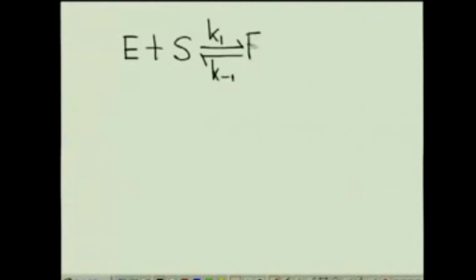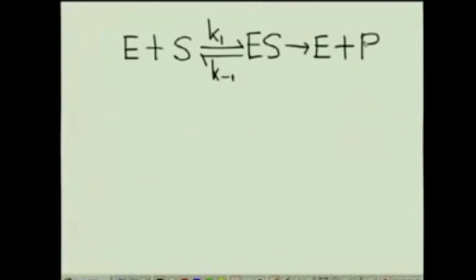Okay. So, what do we have? You do this along with me. We have E plus S, with K1 and K minus 1, going to an ES complex, forming E plus P.